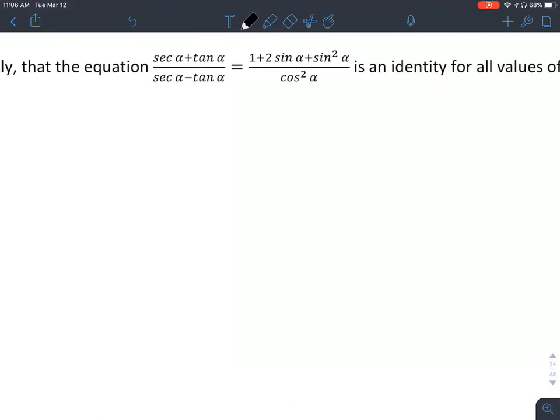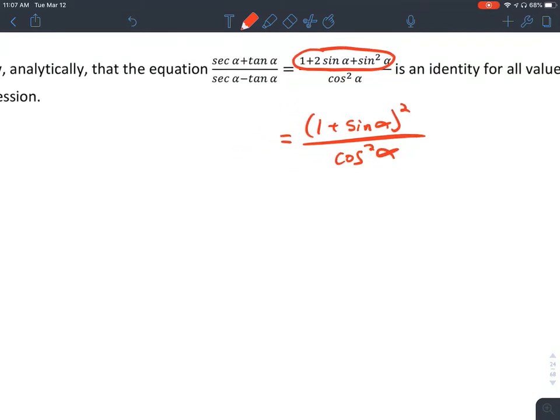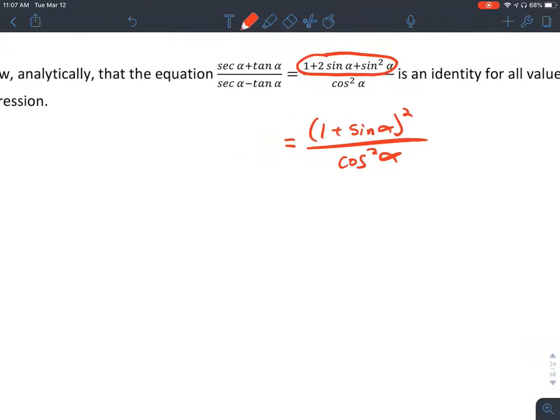Awesome. I'm going to start with the left. You know what? Let's get crazy. I'm going to start with the right. The right is not more complicated, but I recognize this is a perfect square trinomial. This becomes a 1 minus sine of alpha quantity squared. More compact. Now I'm going to work with the left, and I'm going to change everything in terms of sine and cosine.